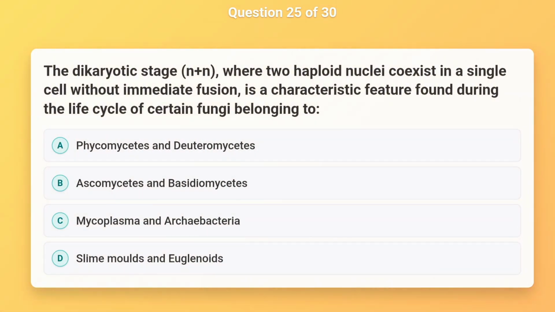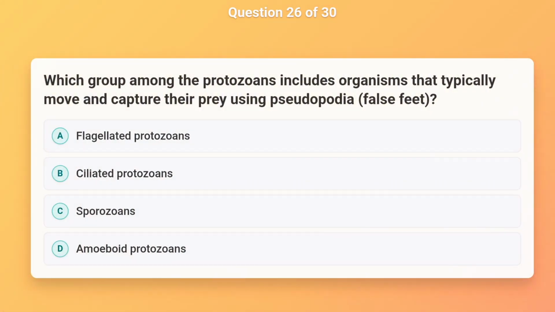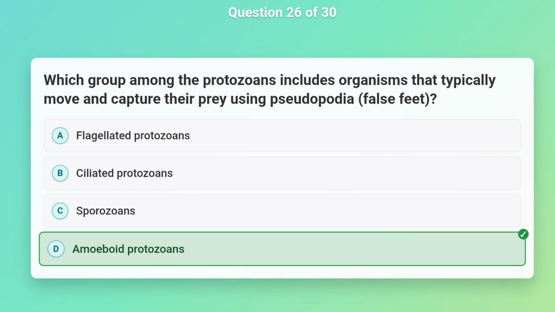The dikaryotic stage, N+N, where two haploid nuclei coexist in a single cell without immediate fusion, is a characteristic feature found during the life cycle of certain fungi belonging to Ascomycetes and Basidiomycetes. Which group among the protozoans includes organisms that typically move and capture their prey using pseudopodia, false feet? Amoeboid protozoans.